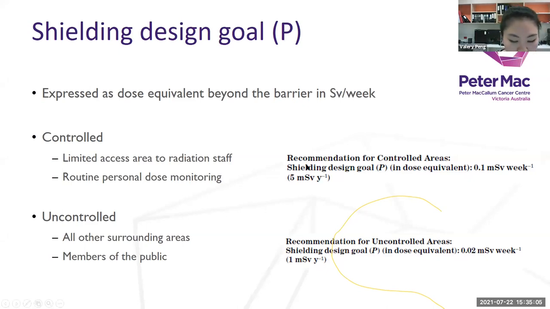So for photons, this number is 1, and for neutrons, since the radiation weighting factor is 1, one sievert will be equivalent to 1 gray for photons. And the NCRP also recommends 5 millisieverts per year for controlled areas, but 1 millisievert per year for uncontrolled areas. And even though we know that the occupational limit is 20 millisieverts per year, we usually use 5 for shielding, because we want to consider pregnant staff also while we'll be working in the area.